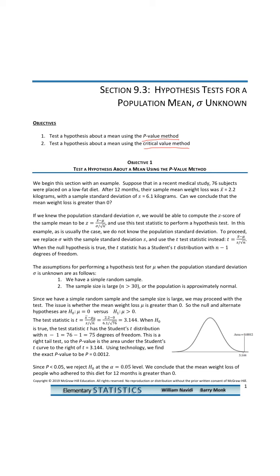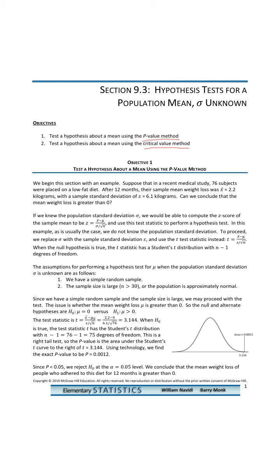To answer this question, we need to perform a hypothesis test on a population mean. Assume that the subjects in the study constitute a simple random sample from a population of interest. We are interested in their population mean weight loss mu. We know that the sample mean is 2.2. We do not know the population standard deviation sigma, but we know that the sample standard deviation S is 6.1.